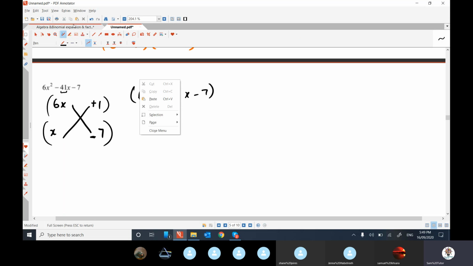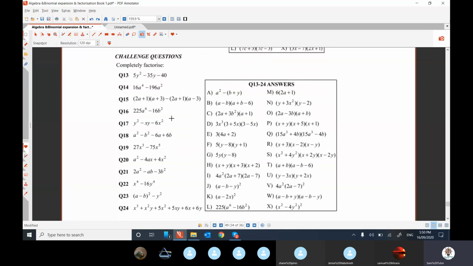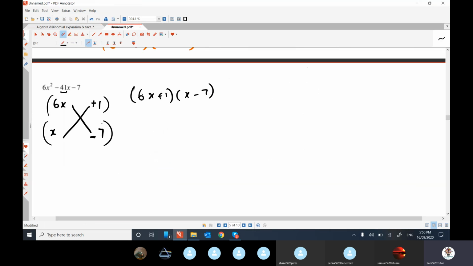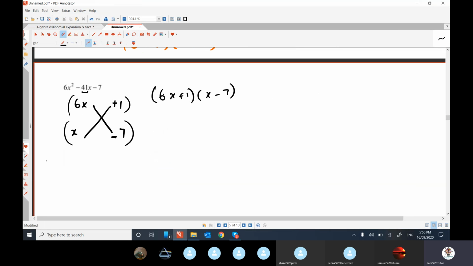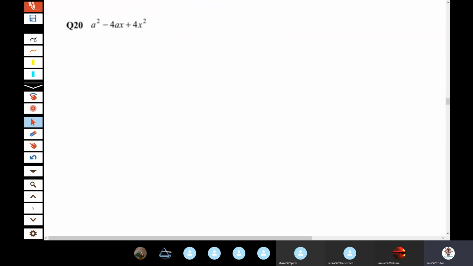All right. Liam, let's do one more challenge question. I think this one's good for you. Let's see if you can get it out. Again, Samuel, this would be a question that you can't do using your method. But let's see if Liam can get it out for us now. A squared minus 4ax plus 4x squared. Two things that multiply to get you a squared. What do you want to say? A and A. And 4x squared: 2x and 2x, or 4x and x. I just wrote 2x and 2x for now.